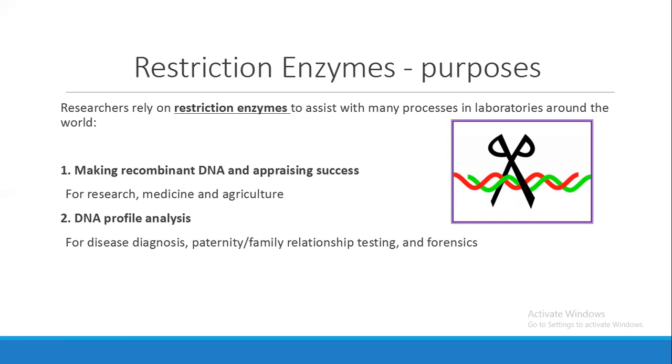We have many examples, like golden rice, which is the best one here. Next application is DNA profile analysis for disease diagnosis, paternity, family relationship tests, forensic tests, etc. So we can use restriction enzymes in different life processes, like disease diagnosis, or paternity, some issues between parents about their children.